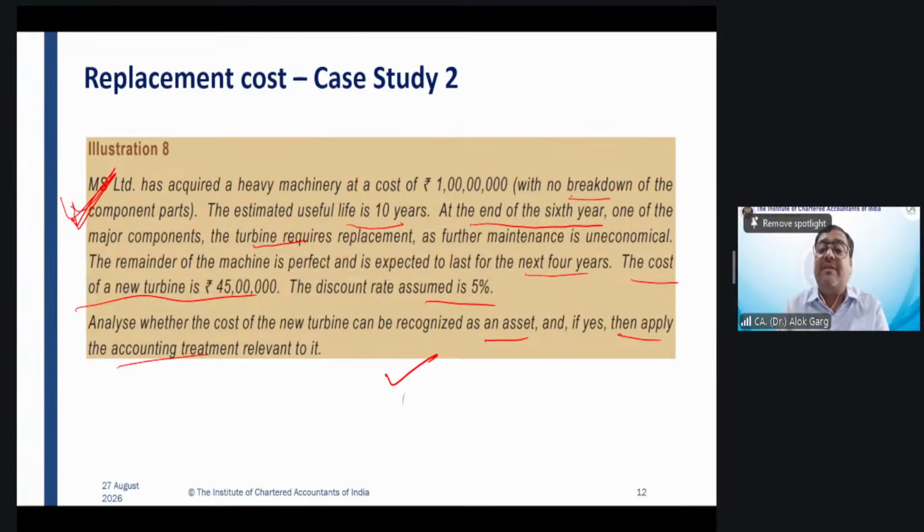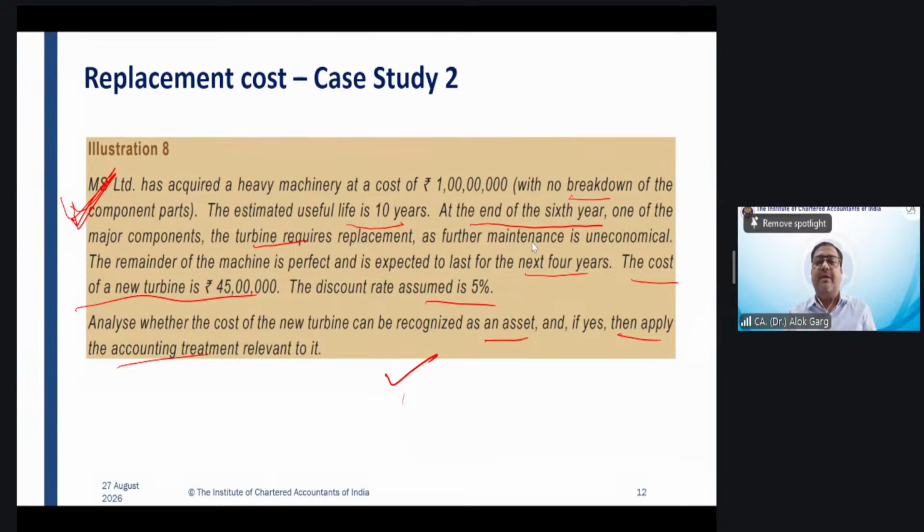Now the point is whether this cost of 45 lakh you will add or charge to P&L. You will add. Why? Because it is meeting the recognition condition. What is the recognition condition for subsequent cost? Same condition. Future economic benefits should be probable and cost can be measured reliably. This is the recognition condition. Hence it has to be capitalized, right?